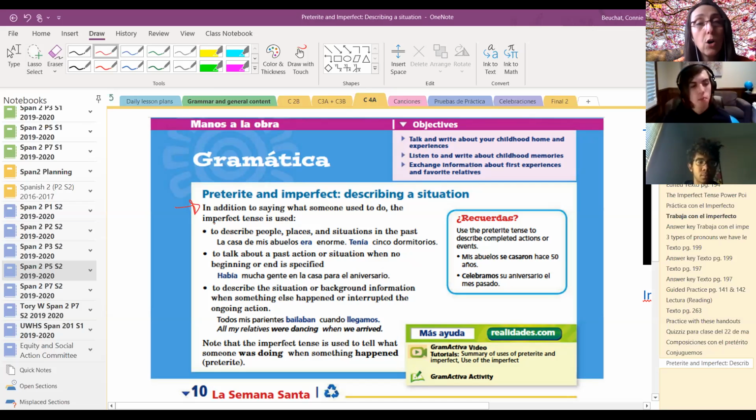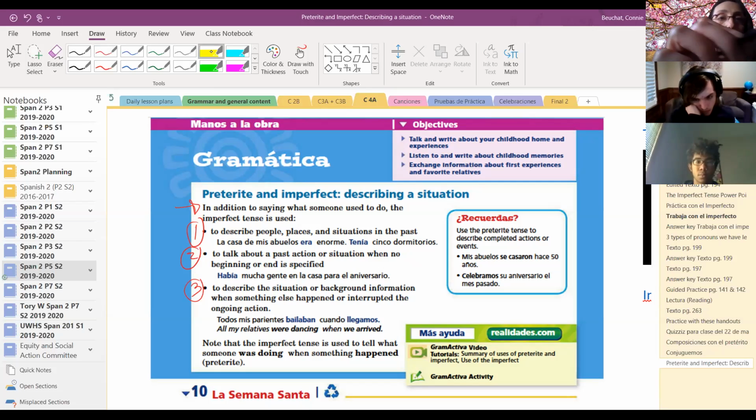This is what it says here, right? The imperfect is also used to describe people, places, and situations in the past, to talk about a past action or situation when no beginning or end is specified. This is kind of the same as what you used to do. And third, to describe the situation in the background, or background information, when something else happened or interrupted the ongoing action. So let's read the examples.